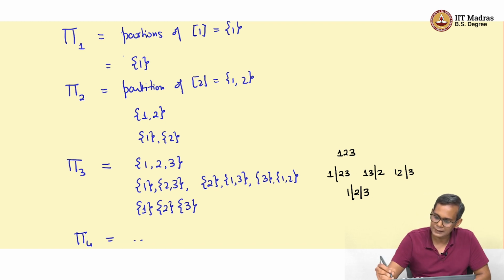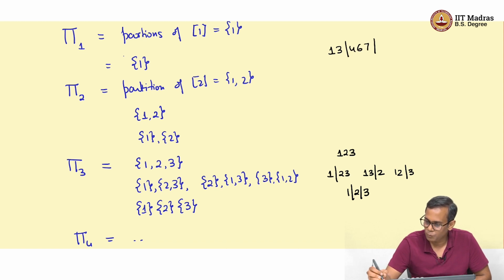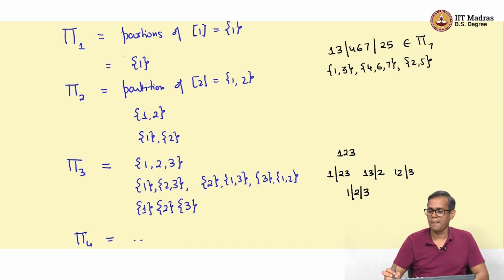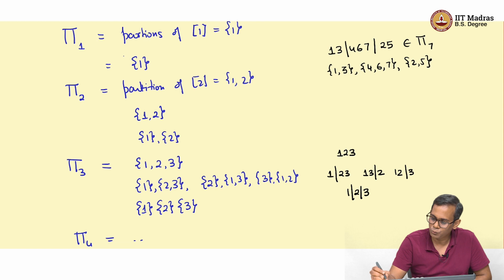Let me look at a bigger example. Here is an example of a set partition with 3 blocks, and it is a partition of the set 1 to n. So, I have 13|25|467. This belongs to Pi 7. This really denotes a set partition whose blocks are {1,3}, {4,6,7} and {2,5}. So, we will say that the block sizes are 2, 3 and 2.